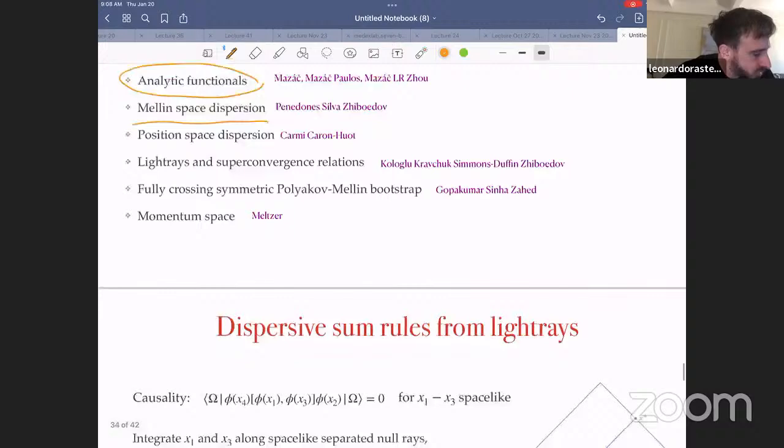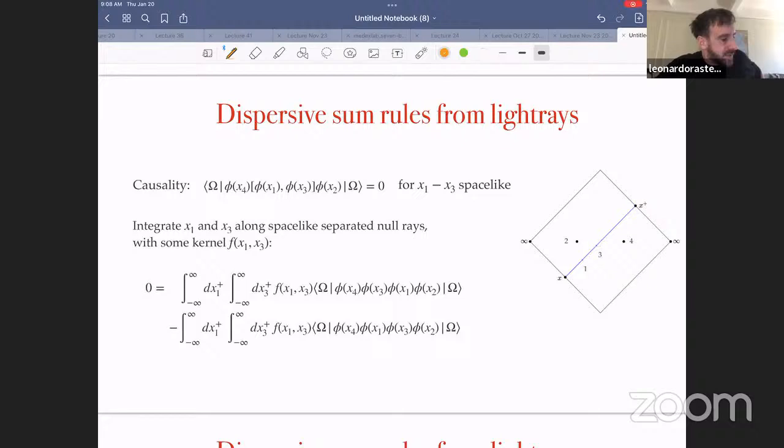So I'm just going to give you a quick and dirty derivation, which I think is rather physical, using light rays. Okay, so what's the idea here? We write down this correlator, and we use the fact that we consider a kinematic configuration where x1 and x3 are space-like separated. And if that's the case, of course, this has to vanish because of causality. So that's our input.